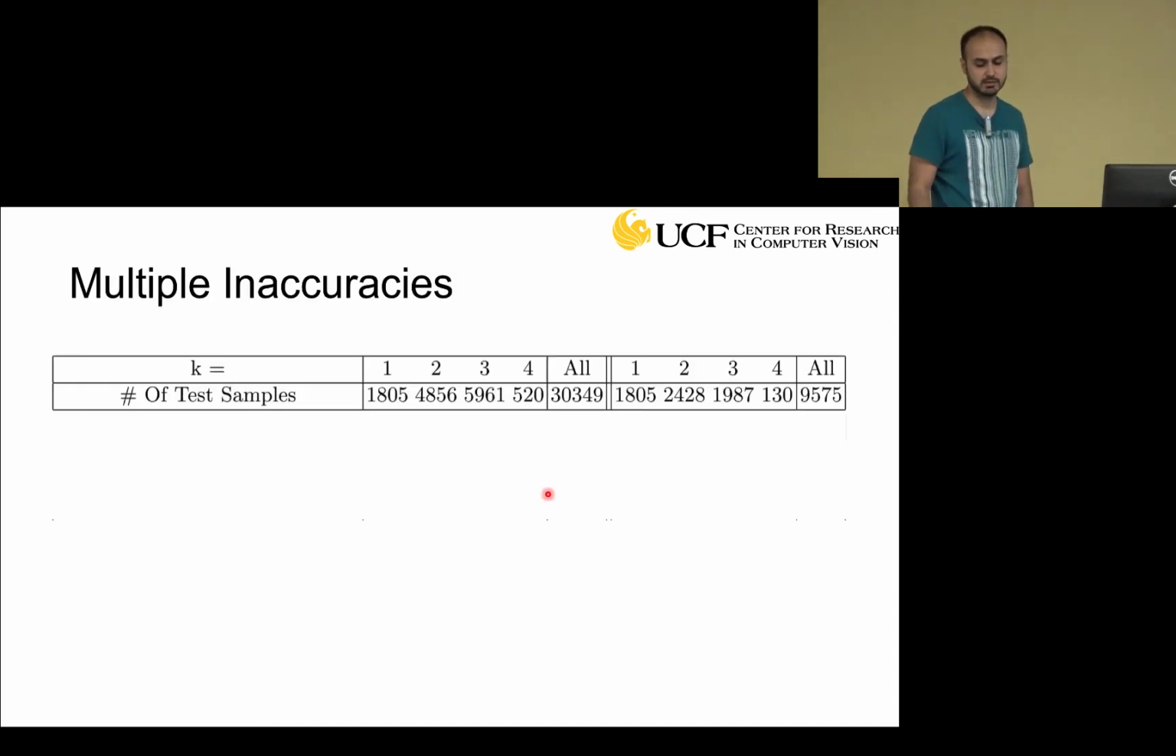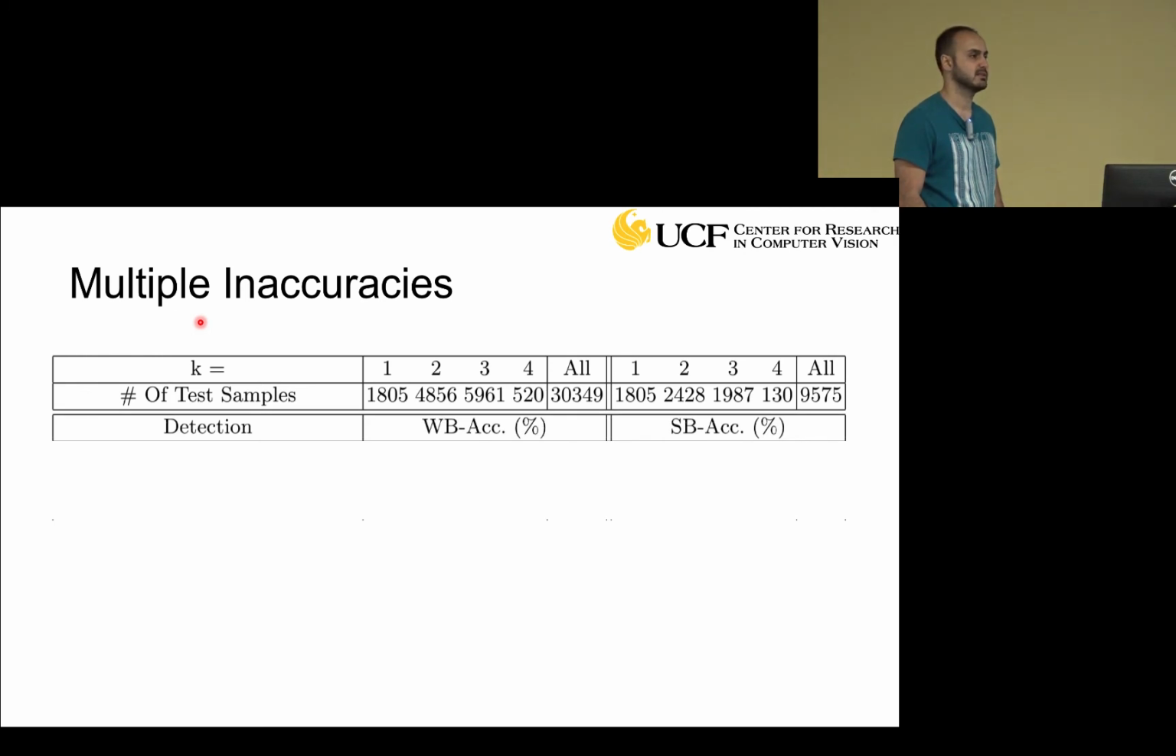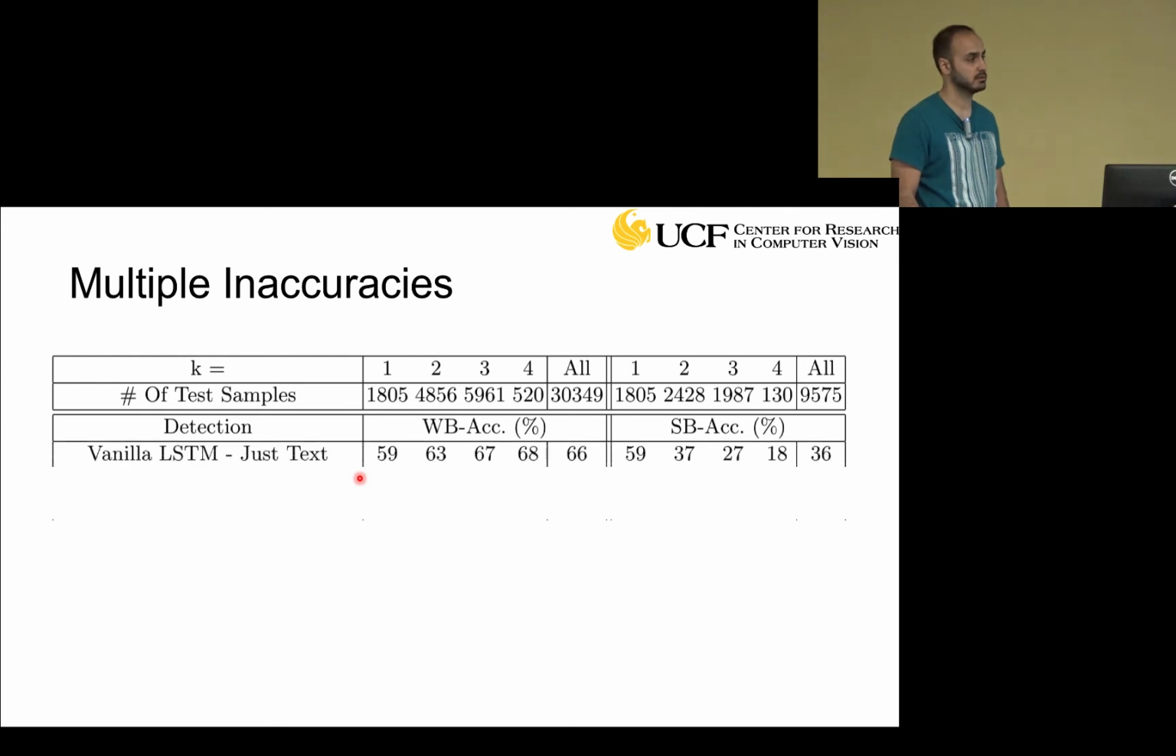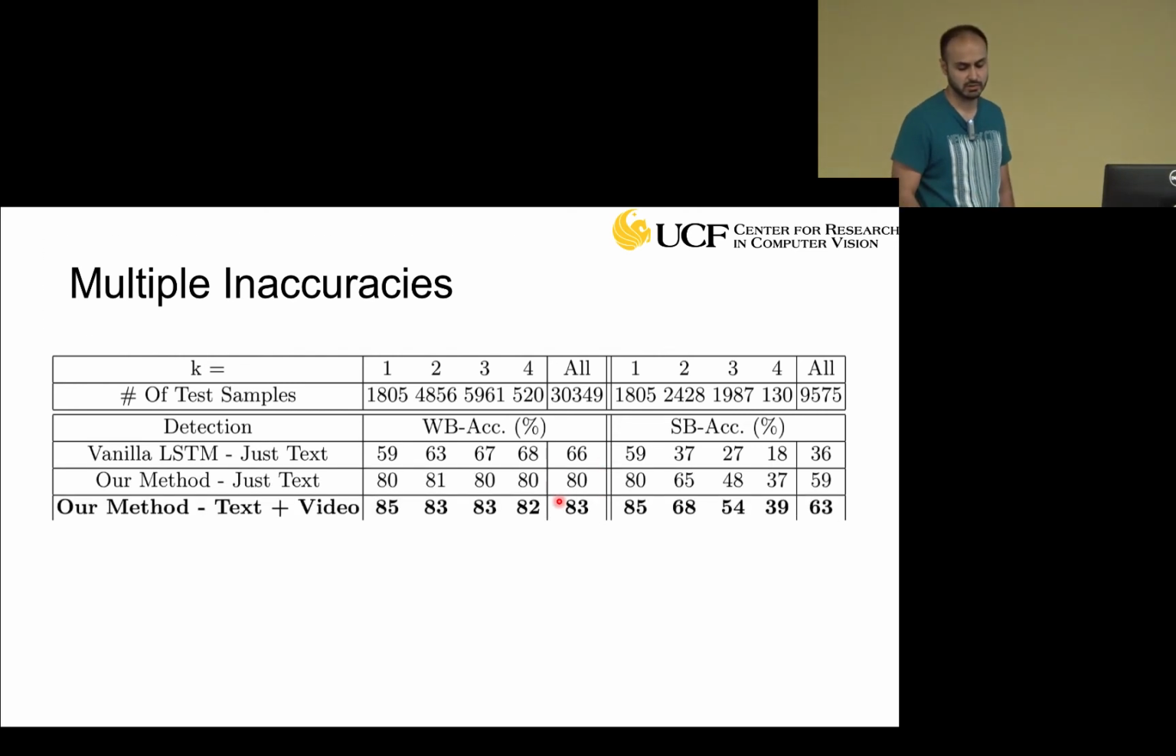For the multiple inaccuracies experiments, here I show the value of k if we have 1 inaccuracy, 2, 3, 4, and all. As you can see, about half of the sentences have more than 4 inaccuracies. And I show the number of test samples. For the detection task, the vanilla LSTM gets about 66% on all the sentences, and 80% and 83% if we use both visual and textual information.